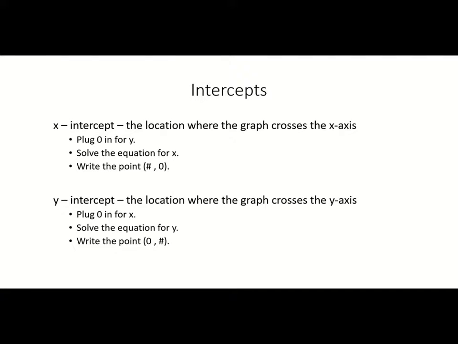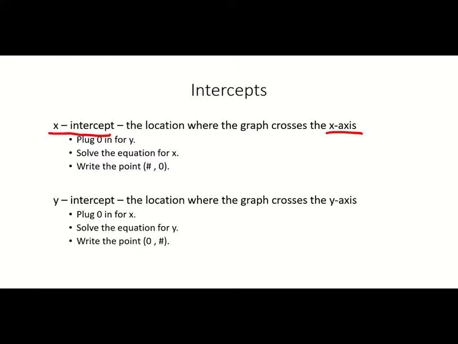So there are two types of intercepts when you graph a line, or two types of intercepts in general. Those intercepts are an x-intercept and a y-intercept. The x-intercept is the location where the graph crosses the x-axis. And we can find the x-intercept using the equation by following the three bulleted steps. We're going to plug 0 in for y, solve the equation for x, and then write our final point: what number did we get, comma 0, because y was 0.